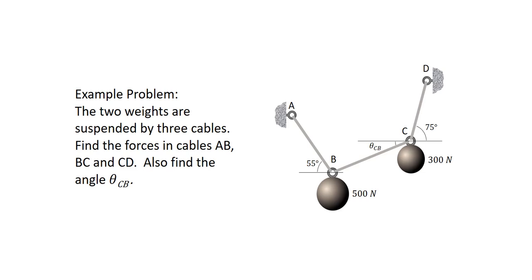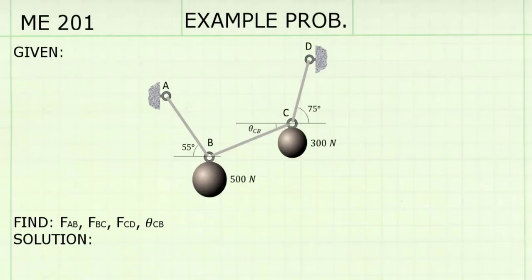Two weights are suspended by three cables. Find the forces in cables AB, BC, and CD. Also find the angle theta CB. I have set up my engineering paper with the given and find information.